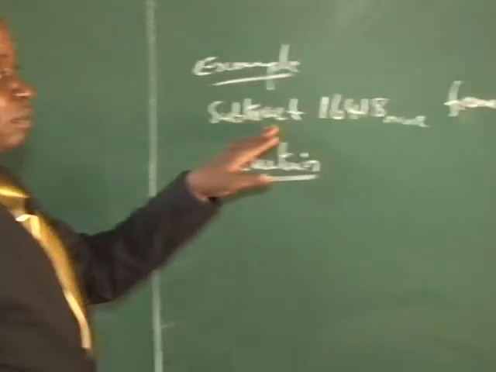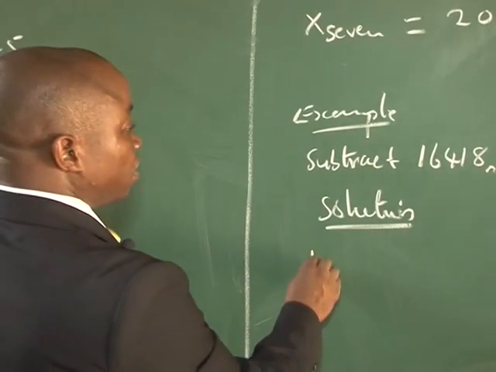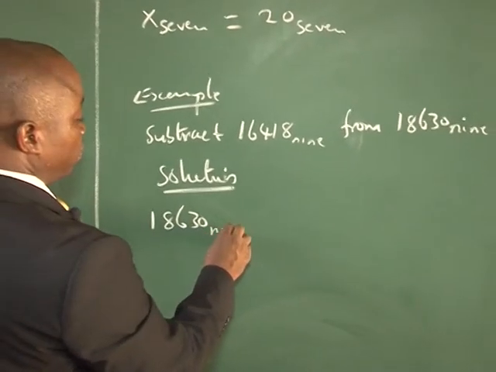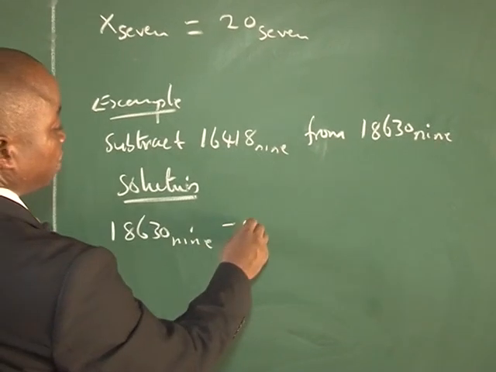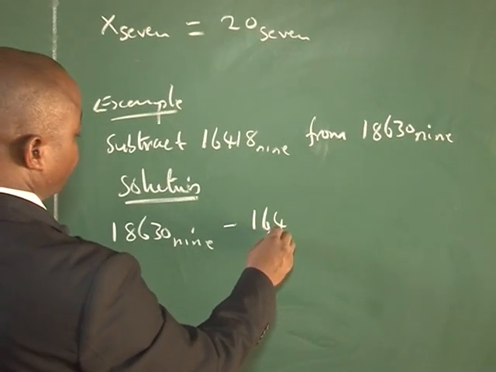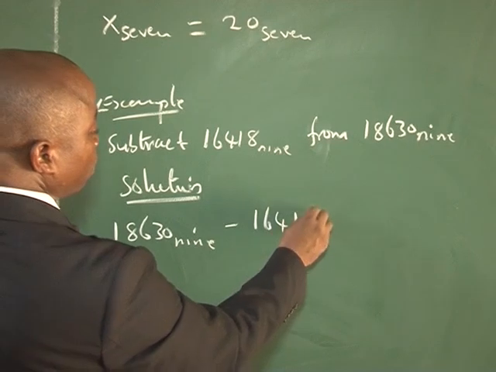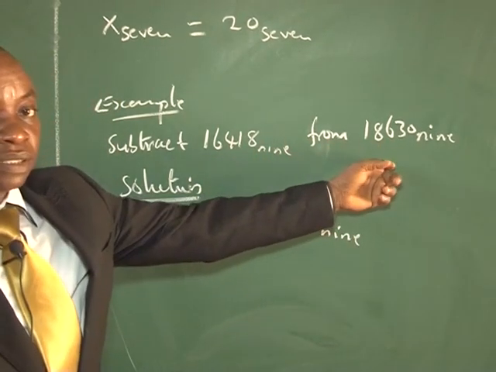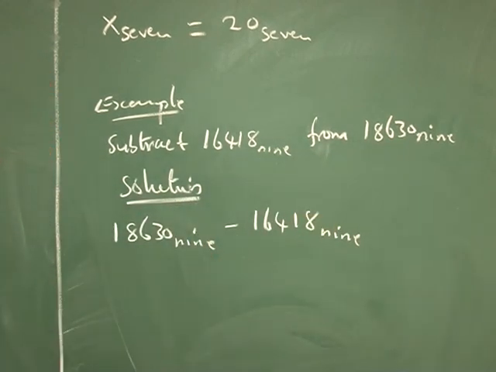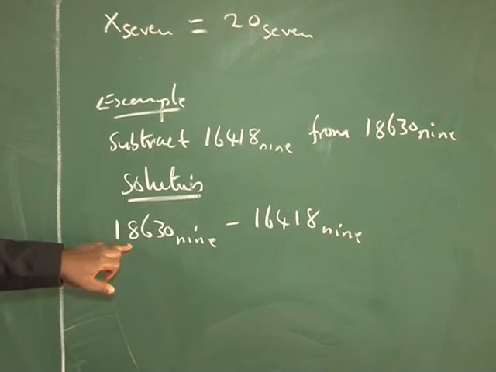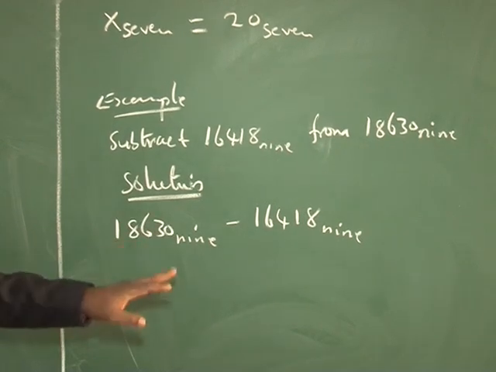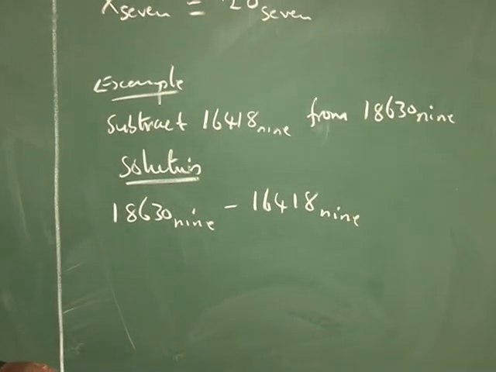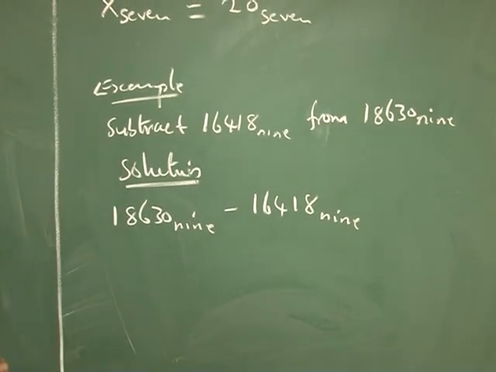This question is the same as writing 18630 base 9 minus 16418 in base 9. You know, we are subtracting this from this, so we can write it in this way. So in the same way, we are going to convert this to base 10. We also convert this to base 10, and then we subtract it. Thereafter, we convert it to base 9.